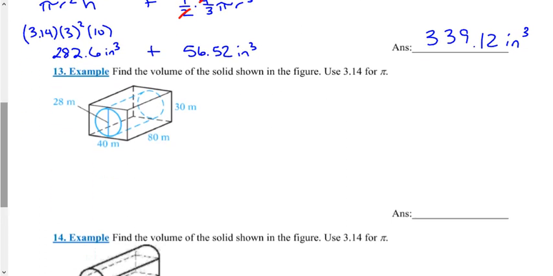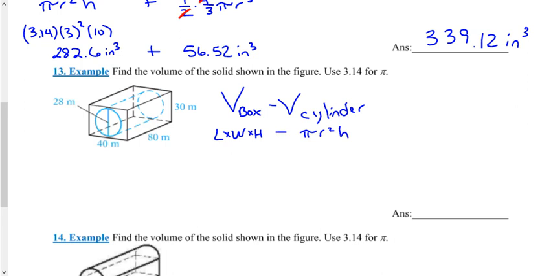The next one we've got is a box, and we're going to cut a cylinder out of the box. So this is actually going to be the volume of a box minus the volume of a cylinder. We're going to cut that cylinder right out of this box. Well, the volume of the box is pretty easy. That's length times width times height. And the volume of the cylinder is pi r squared h. So that's what we're going to have to end up subtracting from these.